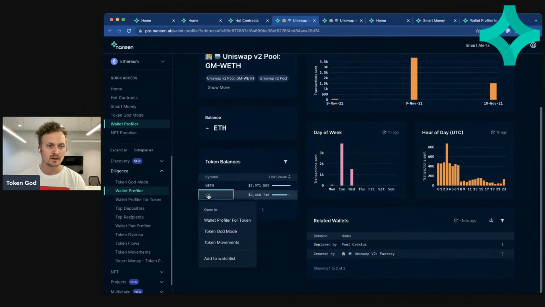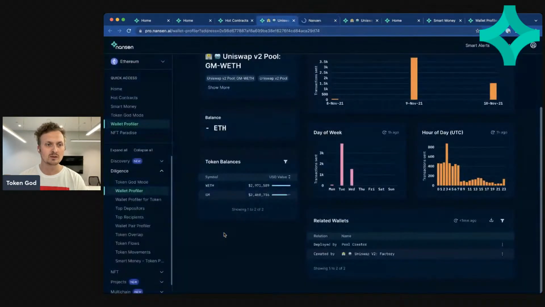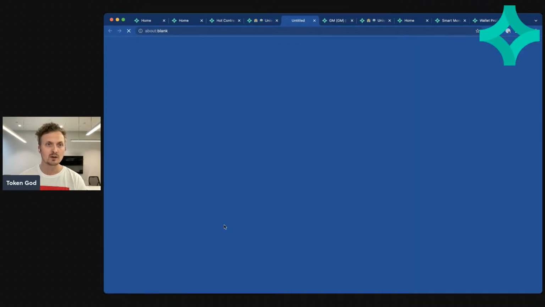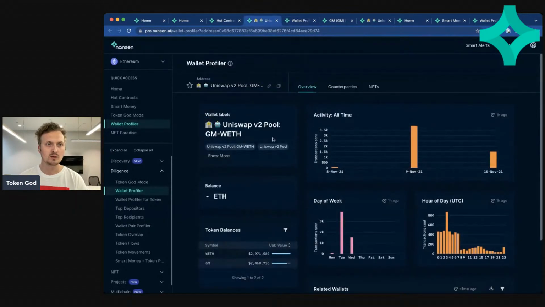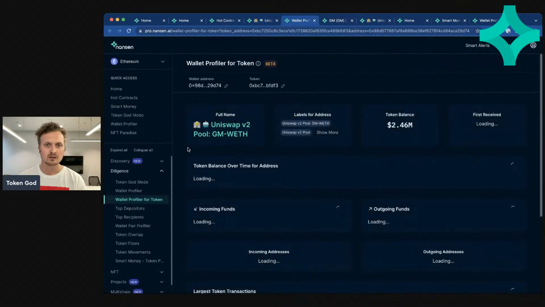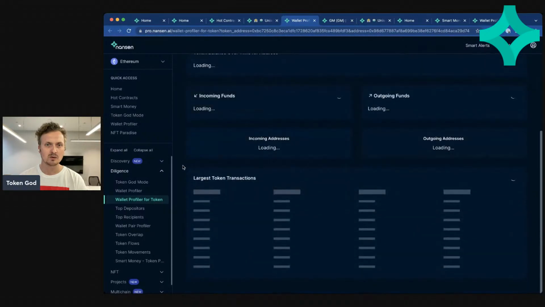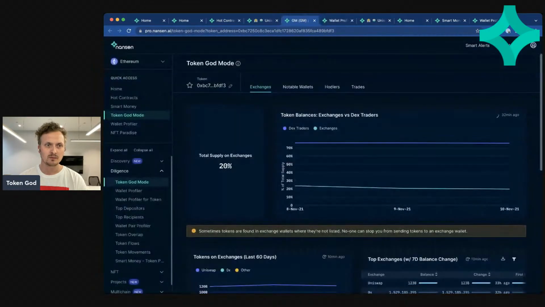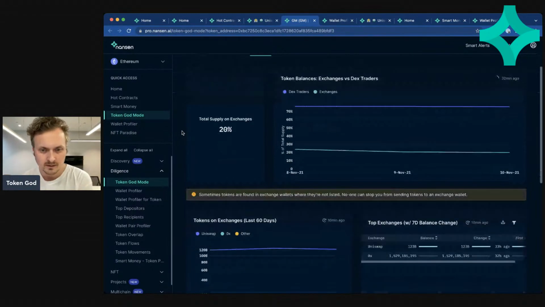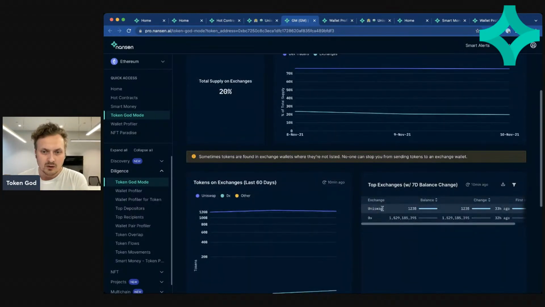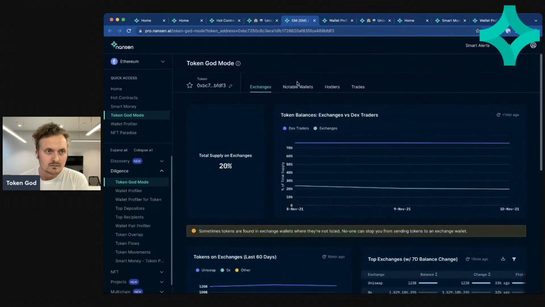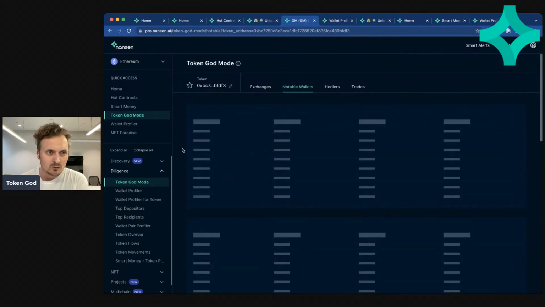I didn't know. I'm going to use the excellent right-click function here, and I could go to token god mode for this one. I could also look at wallet profiler for token as well, because this is a Uniswap pool, so I might want to understand who's trading this GM token, and I could do that by drilling down on the wallet profiler for token on the Uniswap pool. But before I do that, I want to look at token god mode for GM. Okay, a lot of tokens on Uniswap. Notable wallets.